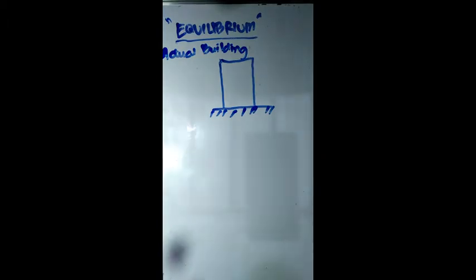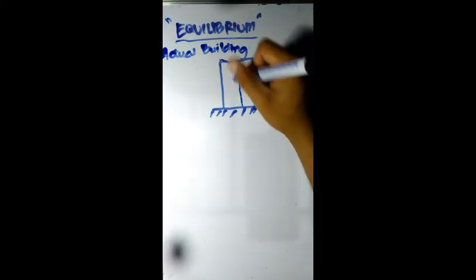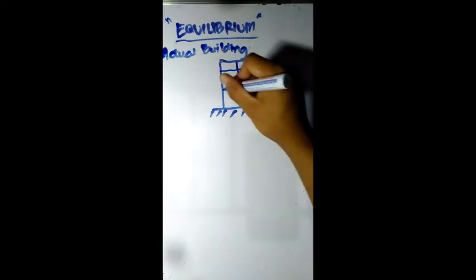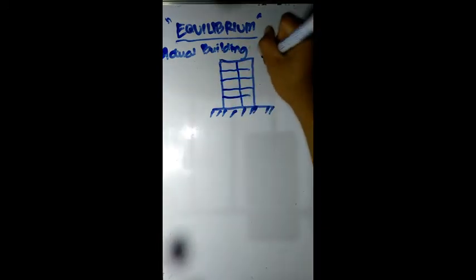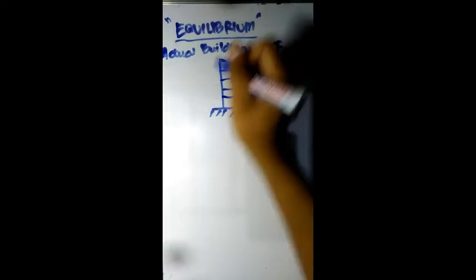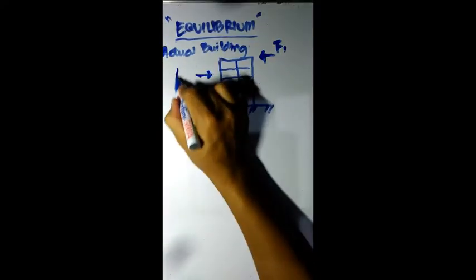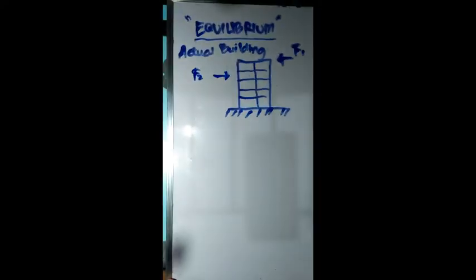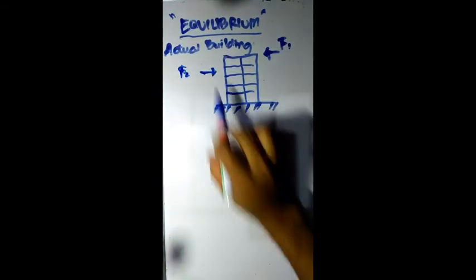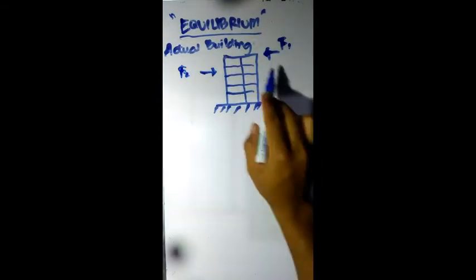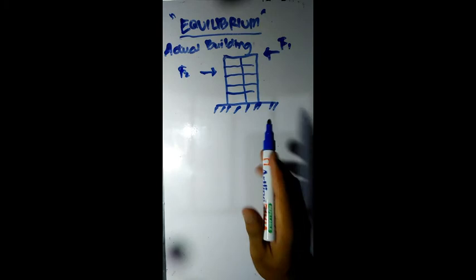Okay. Let's say for example sa building na ito, may forces dyan. For example, may force 1 dito, at saka may force 2 dito. Okay? For example, yan yung building na yan. May force 1 dito, may force 2 dito. Ito yung actual building. Yan yung illustration ng actual building.